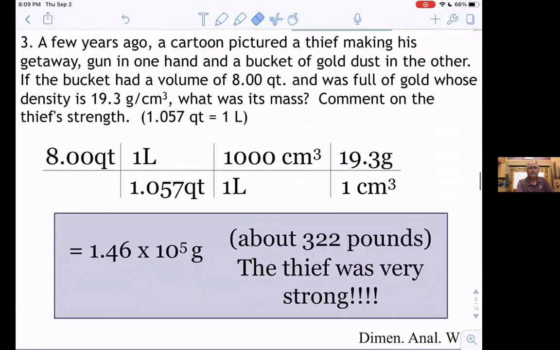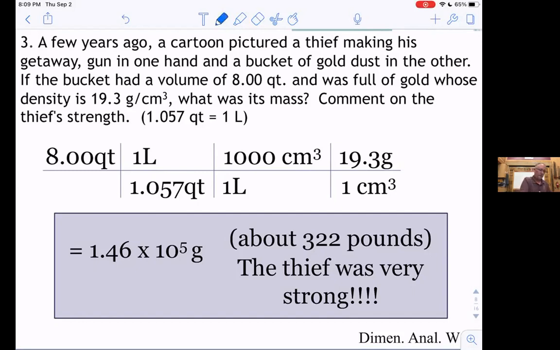Number 3. A few years ago, a cartoon pictured a thief running away with some gold dust. It says it has a volume of 8 quarts and it's full of gold whose density is 19.3. What was the mass? And then maybe do a little comment there. It's an 8-quart bucket, so that's your given. That's what you would start with. So put your 8 quarts, change to liters, liters to centimeters cubed. That's kind of a quick conversion there.